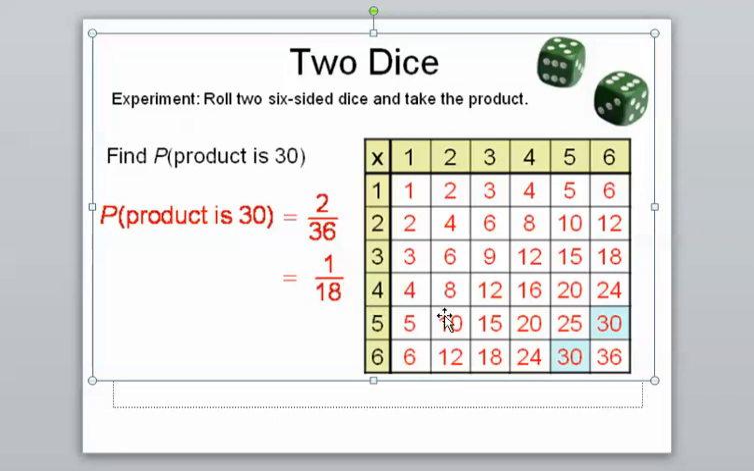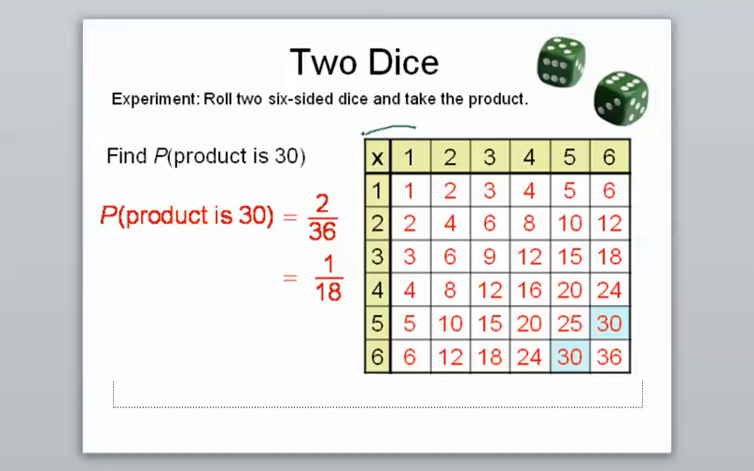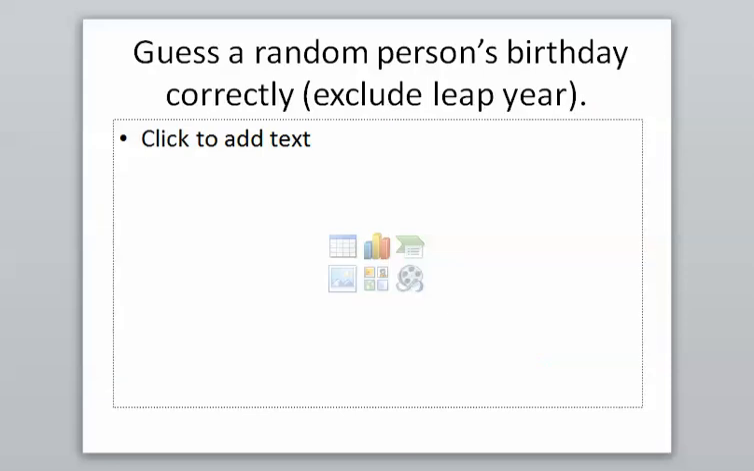Okay? So what I'm doing here is finding the sample space. This is the sample space. And then I'm highlighting in the sample space the ones that satisfy the condition. So that's what you have to do to find these probabilities.